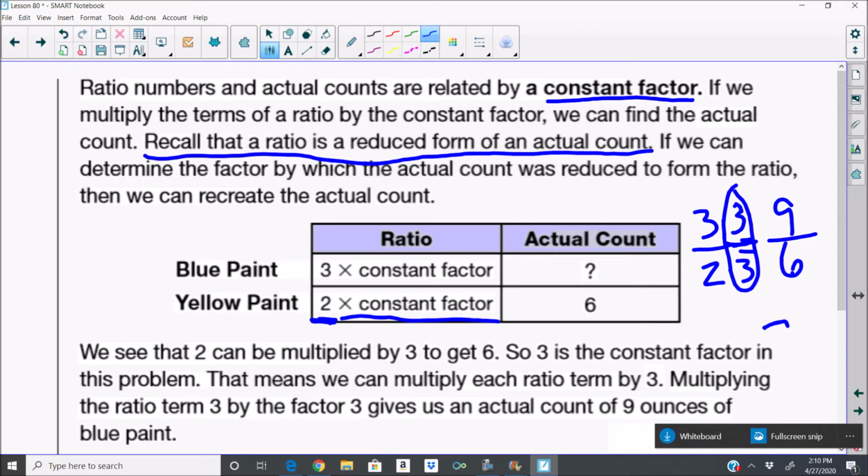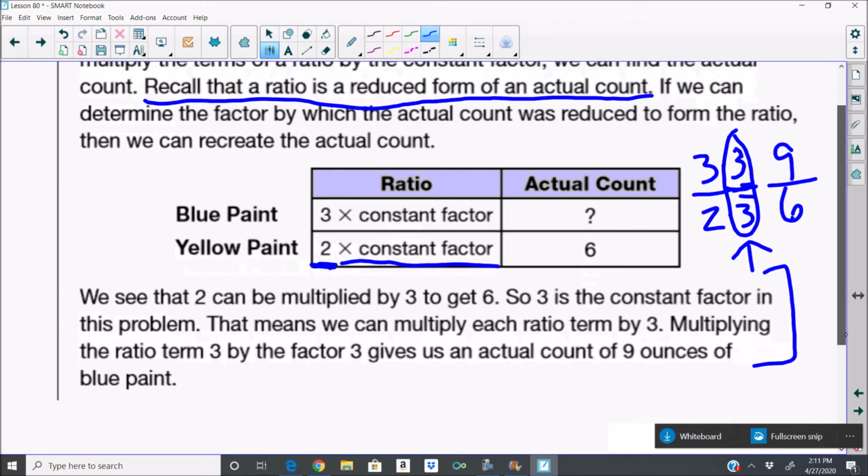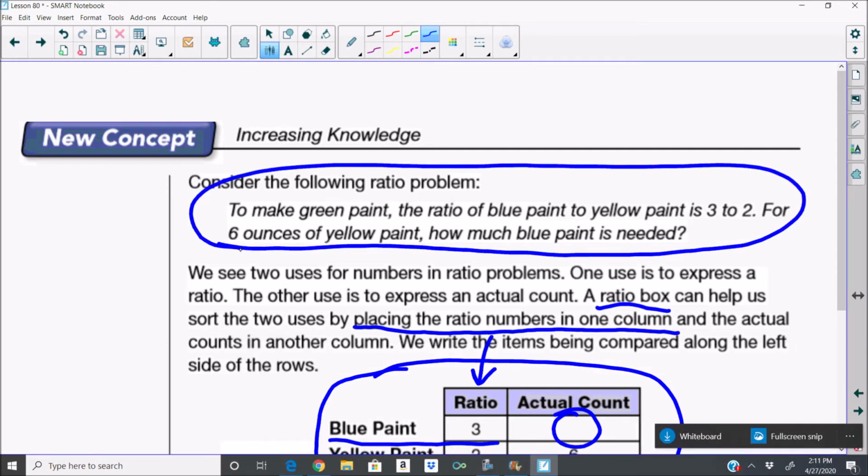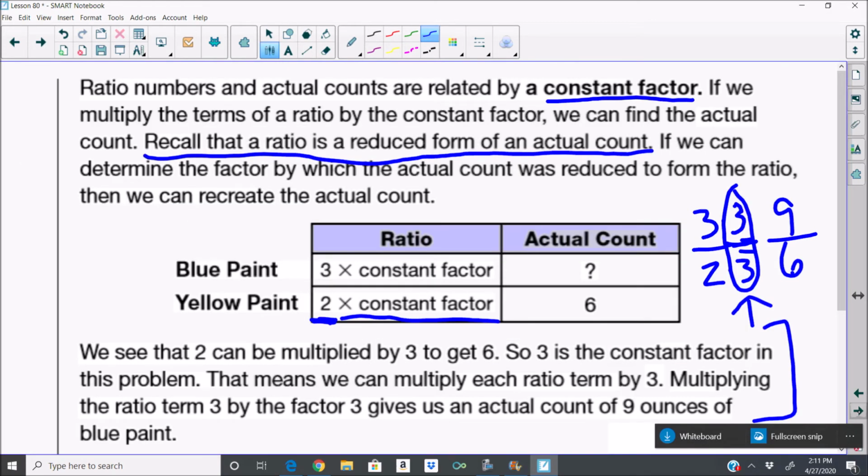So I'm going to keep reading here from your textbook. We see that 2 can be multiplied by 3 to get 6. So 3 is the constant factor in this problem. That means we can multiply each ratio term by 3, which is exactly what I just showed you right here. Multiplying the ratio term 3 by the factor 3 gives us an actual count of 9 ounces of blue paint. And you might wonder where we got the ounces. Well, look at our original problem. For 6 ounces of yellow paint, how much blue paint is needed? The answer would be 9 ounces.